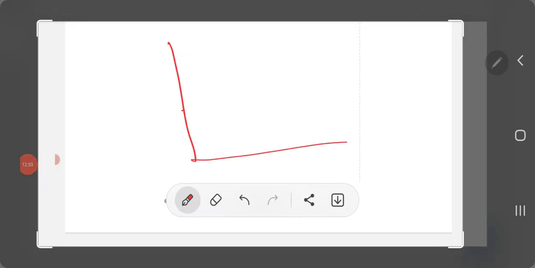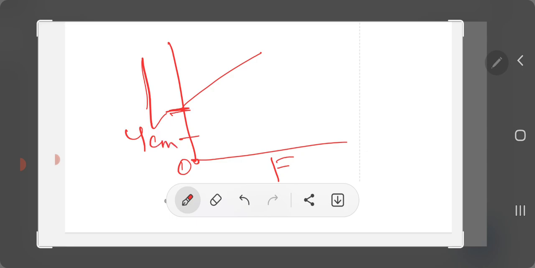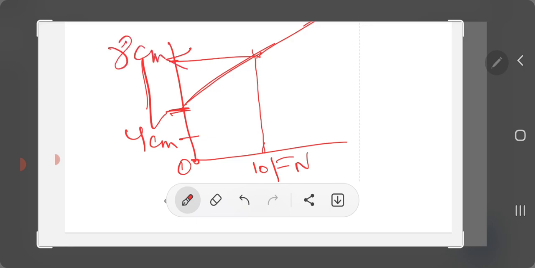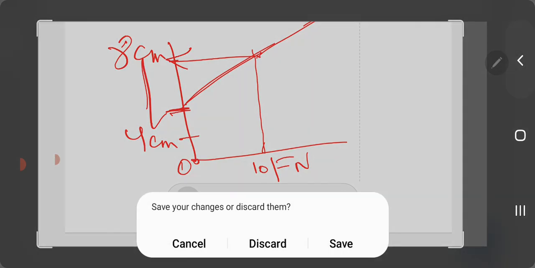In this graph, there is the length of the spring and the force. At this time, the force is zero, but the length is showing over there. Let's suppose 4 centimeter. This is the original length of the spring, and after you applied a force of, let's suppose, 10 newton, what happened to the length of the spring? It's 6 centimeter or maybe 8 centimeter. So what is this extension? You can easily find the extension by subtracting these two values.